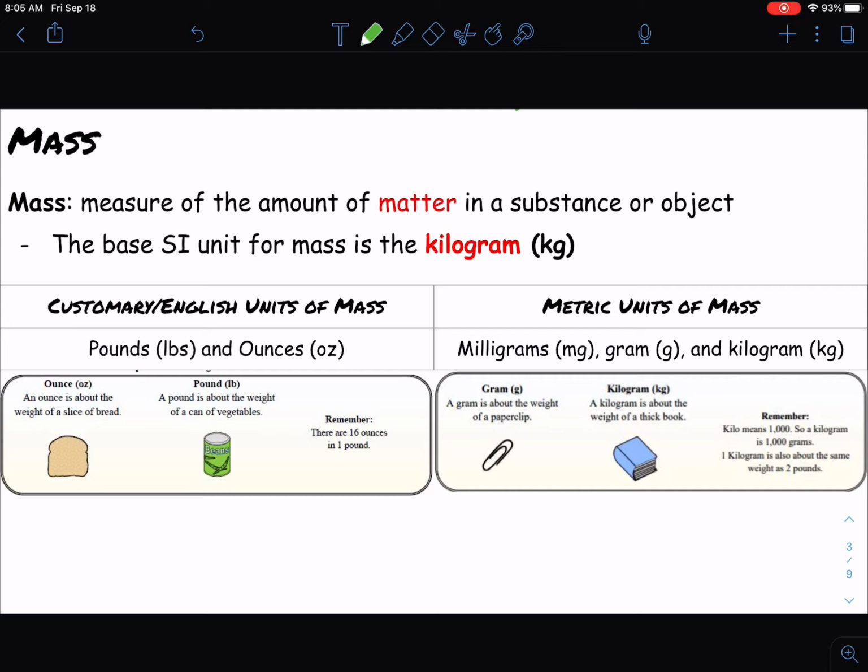Now, the SI base unit for mass is the kilogram. And it's always going to be abbreviated as a lowercase k, lowercase g. Kilogram, again, is the base unit for mass.